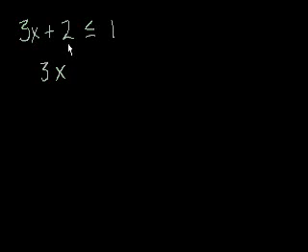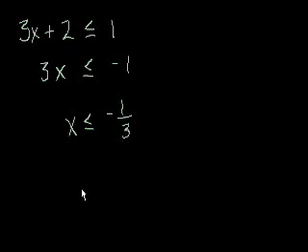Let's do some problems. So if I said that 3x plus 2 is, let's say, less than or equal to 1. Well, this is a pretty easy equation to solve. Let's subtract 2 from both sides. And when you add or subtract, you don't do anything to the inequality. So if you subtract 2 from both sides, you get 3x is less than or equal to negative 1, right? And then now we're going to divide both sides by 3. We get x is less than or equal to negative 1/3. And notice we didn't change anything because we divided both sides by a positive 3.